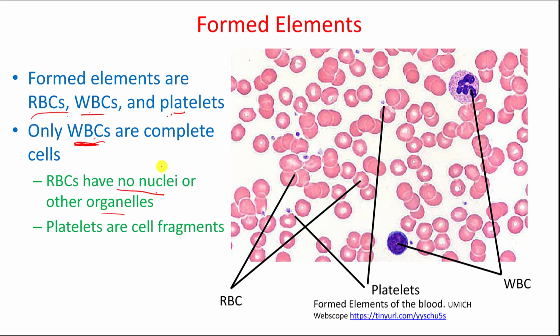Why? They lost their nucleus to allow more room for hemoglobin or to carry more oxygen, whereas the platelets are cell fragments, so there are cells that secrete them. Okay, so only the white blood cells, we consider them as complete cells. Red blood cells are incomplete cells because they are anucleated, whereas the platelets, of course, those are not cells. Those are fragments of cells.